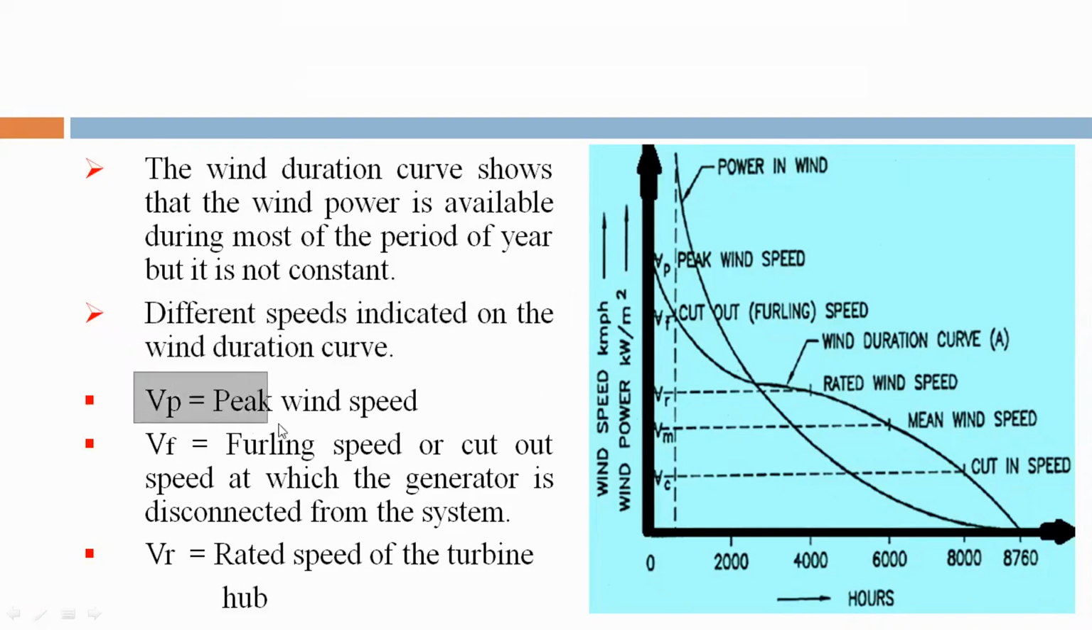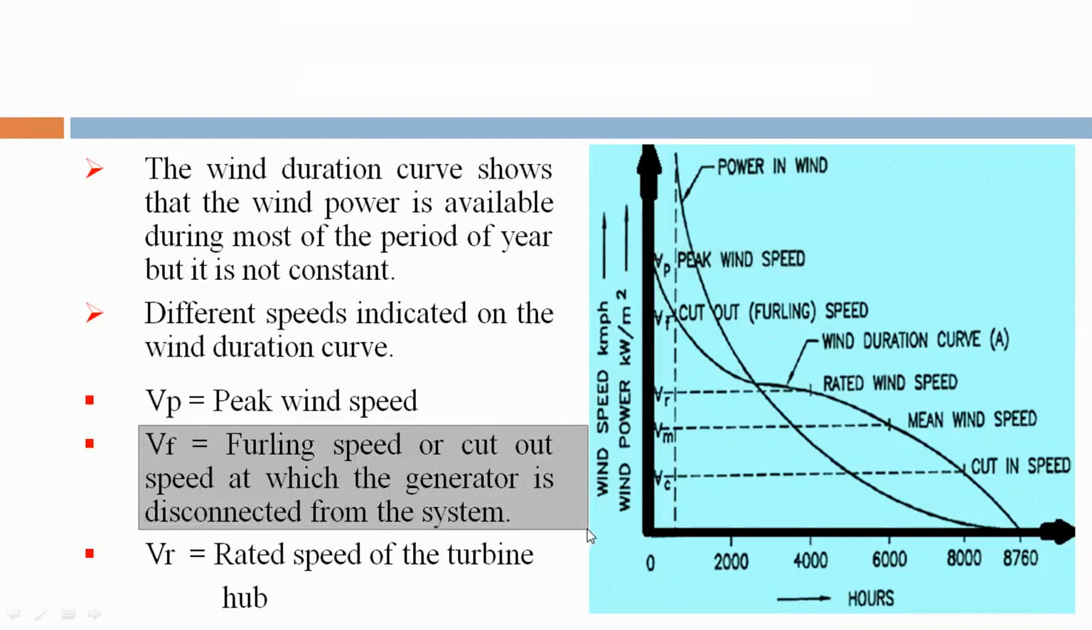First VP, that means peak wind speed. Here we are seeing in graph VP, peak wind speed is there. VF, furling speed or cutout speed at which the generator is disconnected from the system.